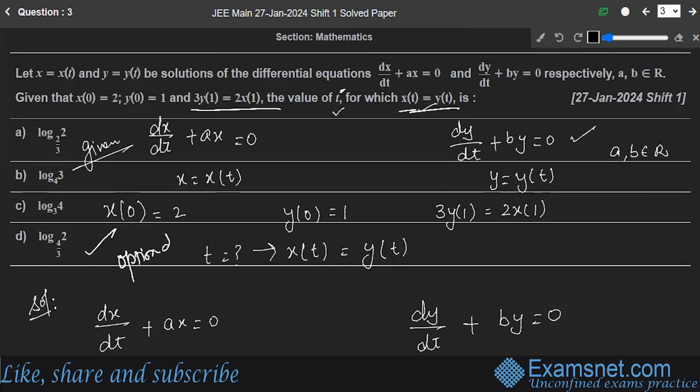Option D is the right answer. Hope you are clear with this.